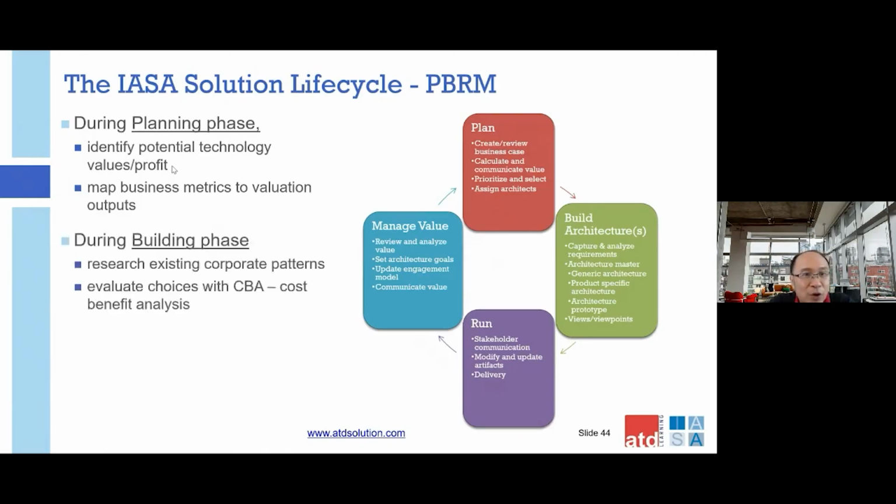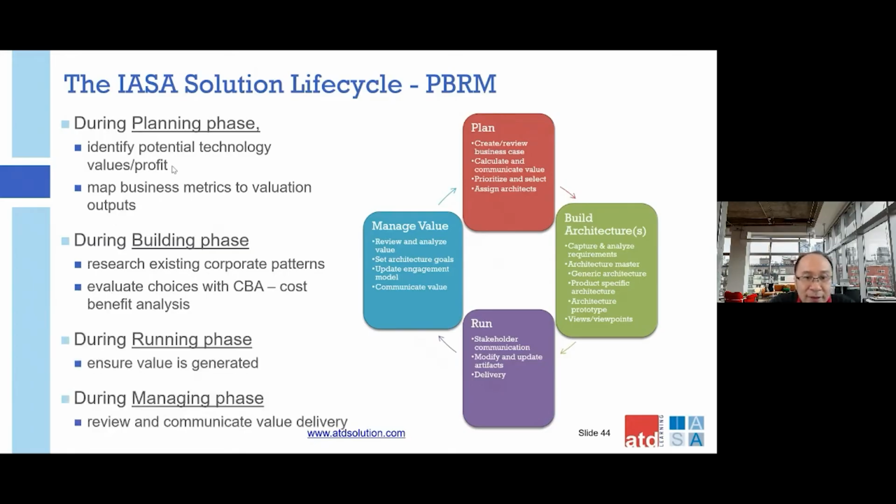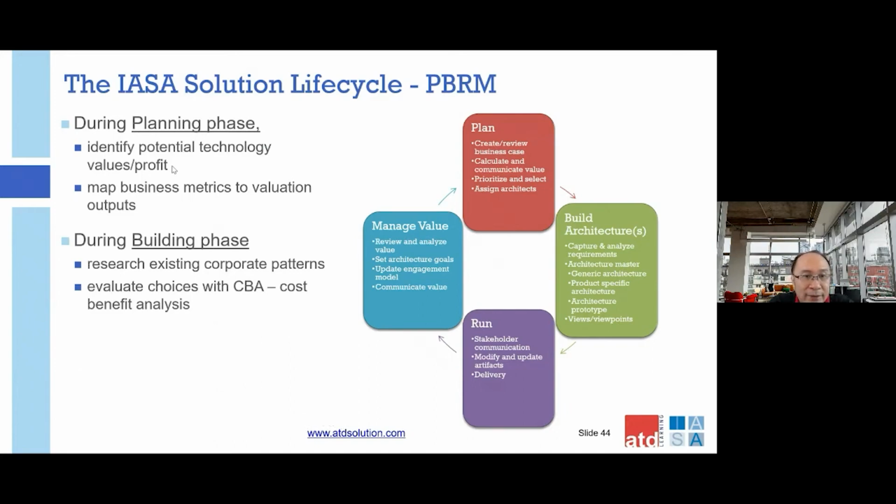Then during the building phase, we need to research existing corporate patterns. What are the best practices? What are the gaps out there? Basically you can use TOGAF to build that. After that, you can also evaluate choices based on the cost benefit analysis. Then during the running phase, you ensure value is generated. So you communicate what has been achieved, what the impact of the new system you deliver is, and how the delivery method itself can meet the timeline and also budget.